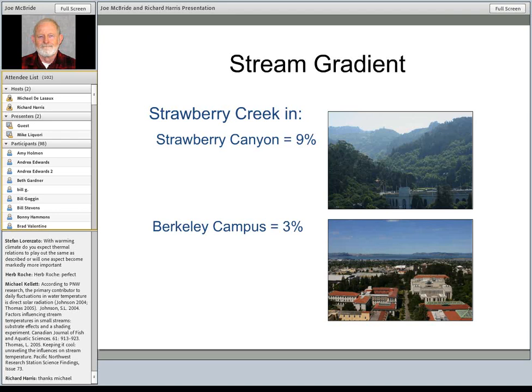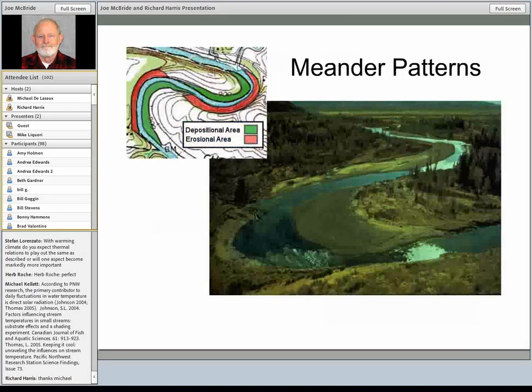Some of you may be familiar with Strawberry Creek that flows out of Strawberry Canyon through the Berkeley campus and then goes underground out to the bay under the city of Berkeley. In Strawberry Canyon, it has a gradient of about 9%. On the Berkeley campus, that gradient is only 3%.